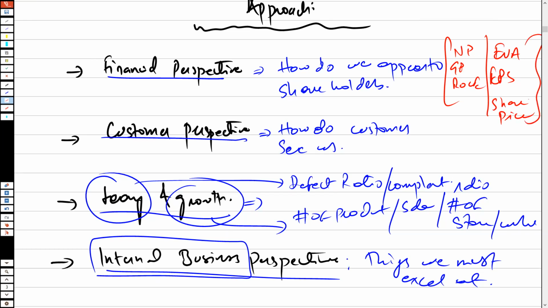There could be different types of things that you could do as an organization when you wish to go about it. The second thing is the customer perspective. There could be many things, like the customer satisfaction ratio, the customer retention ratio, the repeat customer, etc. There are different types of things that you could do in order to measure this specific perspective.